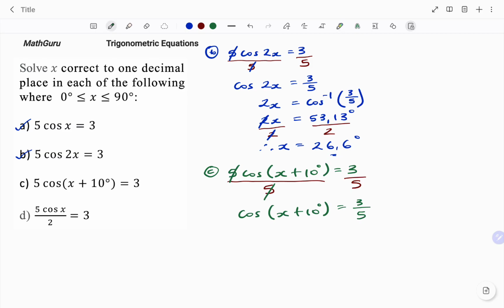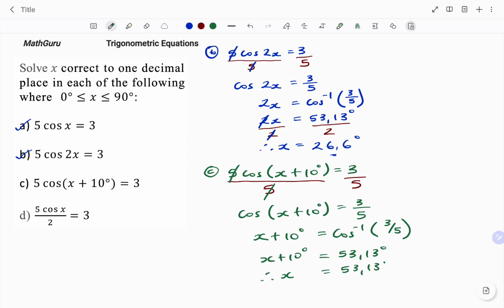Therefore, I'm going to move my trig ratio, that's my cosine, to the right hand side. So I'm left with x plus 10 degrees equals, because it's moving to the other side, it becomes arc cos of 3 over 5. I have x plus 10 equals arc cos of 3 over 5, that's 53.13 degrees. In order to find x, I'm going to move my 10 to the right hand side. That means take 10 degrees from both sides. So I have x equals 53.13 degrees minus 10 degrees. Therefore the value of x will be 43.1 degrees to one decimal place.